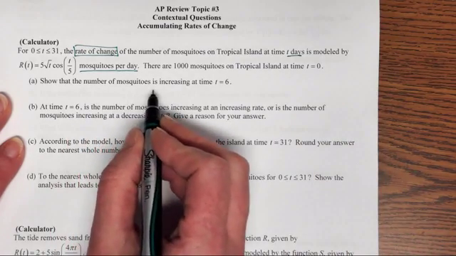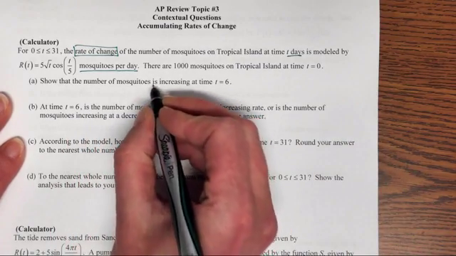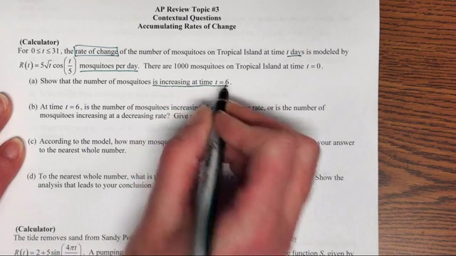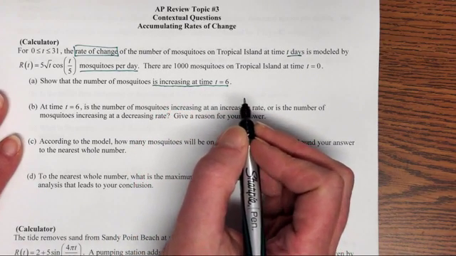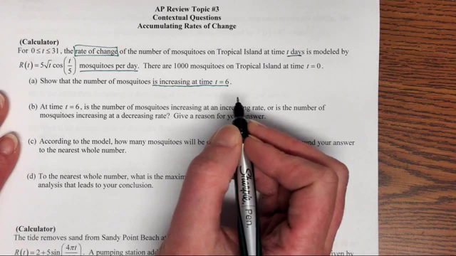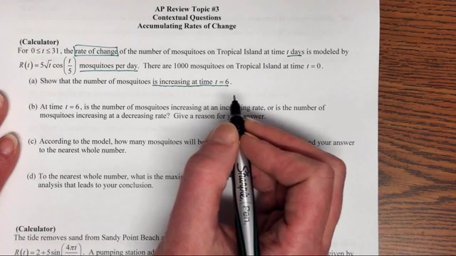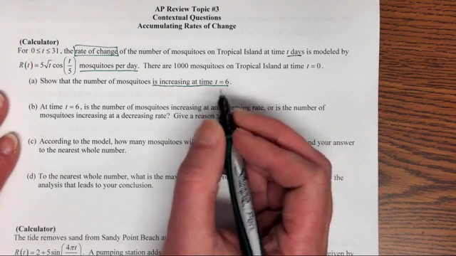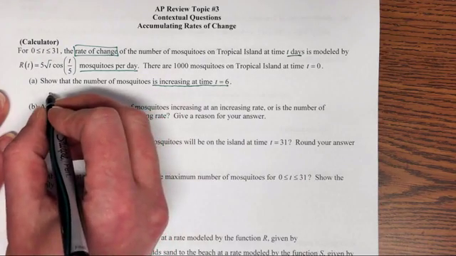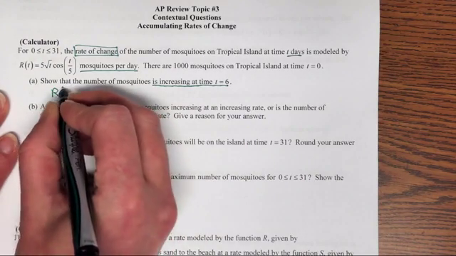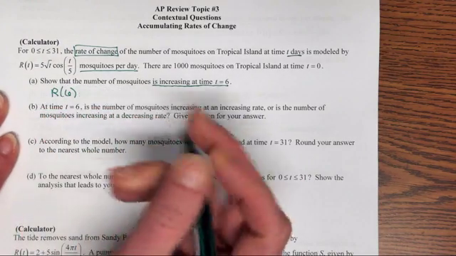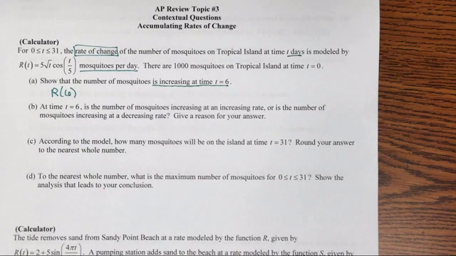Show that the number of mosquitoes is increasing at time 6. So if we're increasing, then our rate has to be positive. So we need to find R of 6, the rate at time 6. If you have your calculator, make sure that you are in radians. So go to mode, make sure you're in radians.